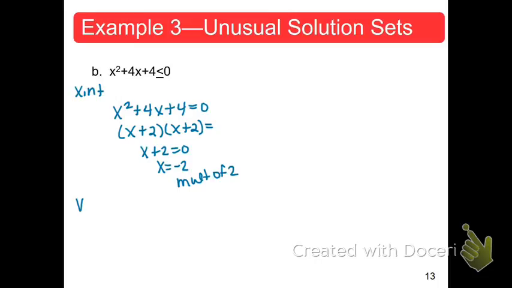Now, for the vertical asymptotes, remember, that is where the uncancelled factors of the denominator are equal to 0. We don't have a denominator, so we don't have any vertical asymptotes. And again, we're ready to set up that interval table.